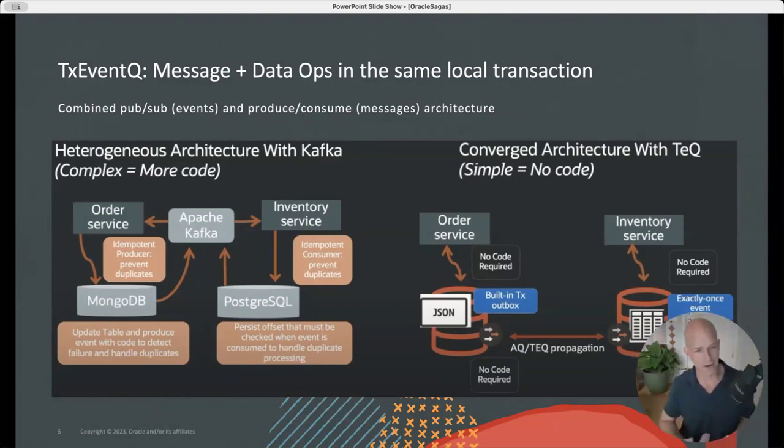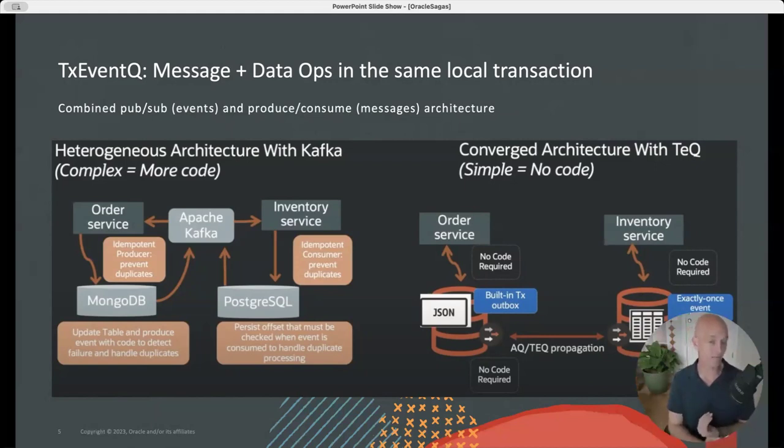So in that scenario, we see on the left-hand side, if you're using something like a Kafka, Mongo, Postgres combination, you need to account for duplicate delivery and make your code idempotent. And in some cases, this actually cannot even be handled with this type of architecture. For example, on the inventory side, you're actually doing 3 actions in the same local transaction in the Oracle case, but not if you're not using the Oracle database.